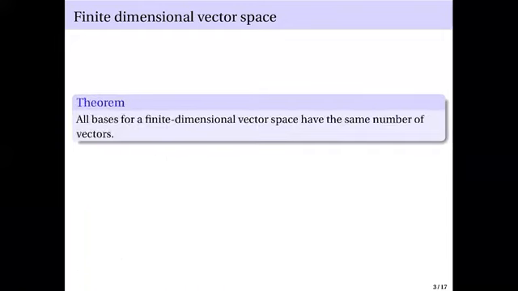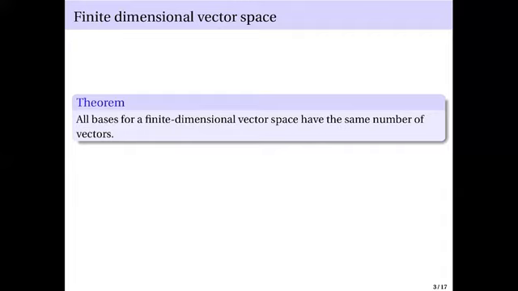So all bases for a finite dimensional vector space have the same number of vectors. Recall the definition of a basis. We say that a set forms a basis if that set spans the vector space and also that set is linearly independent. So if we found two bases for a particular vector space, then we should have the same number of elements for each set.